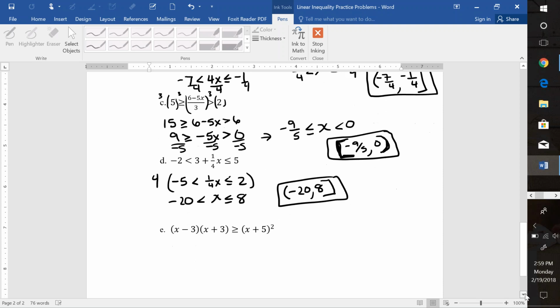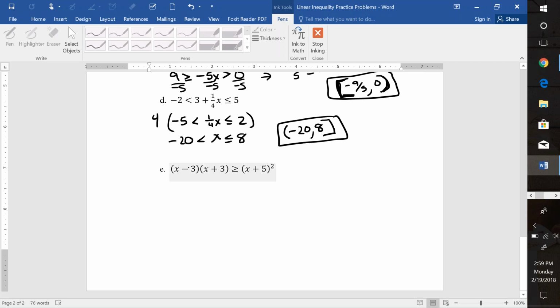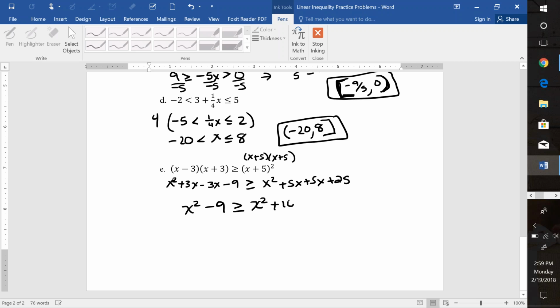And the final example on this little video, it looks like we need to FOIL some stuff out. This would be x squared plus 3x minus 3x minus 9. Remember, this is x plus 5 times x plus 5. So that's x squared plus 5x plus 5x plus 25. Combining like terms, on this side everything in the middle cancels, and on this side we get a 10x in the middle. Notice the x squareds would cancel, so if you go to move them, they're going to completely cancel out.